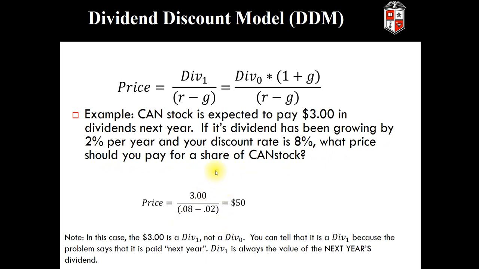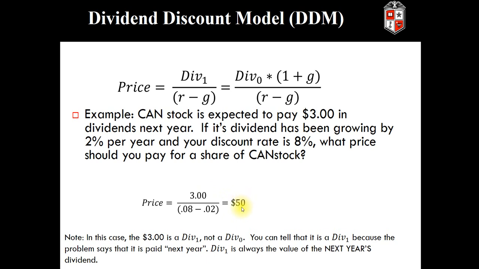Here, you are actually given D1. Because Can stock is expected to pay $3 next year, we do not need to project out the dividend, because it's giving us next year's D1 in this example. All we need to do is take the D1 dividend and divide it by the difference between the discount rate and the growth of the dividends. Now, if we solve this, it gives us a price of $50.